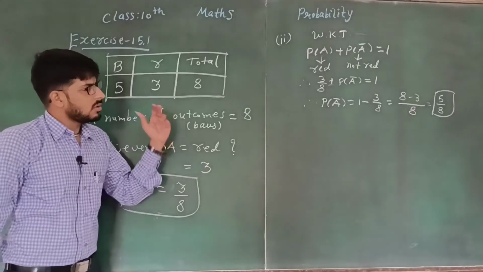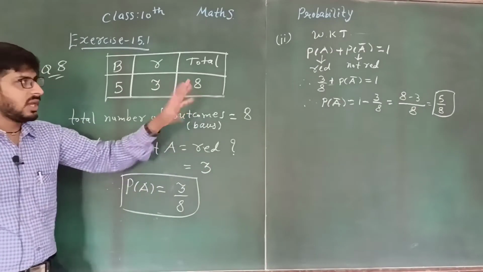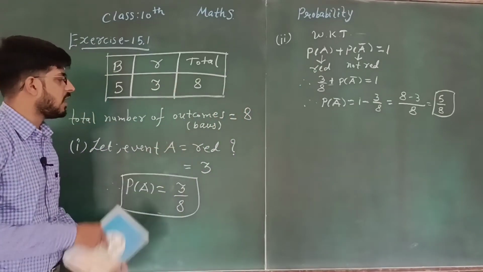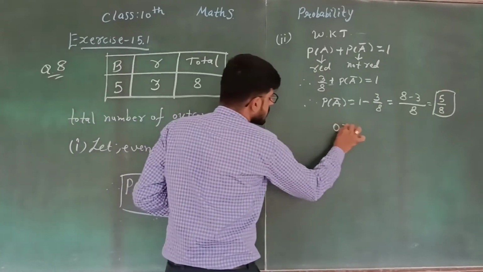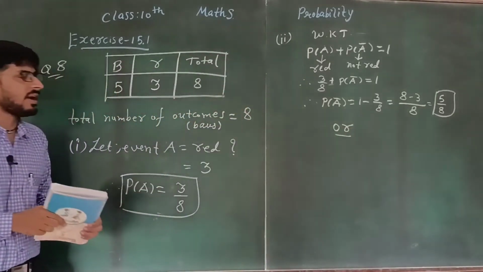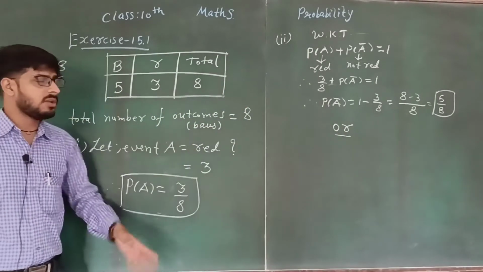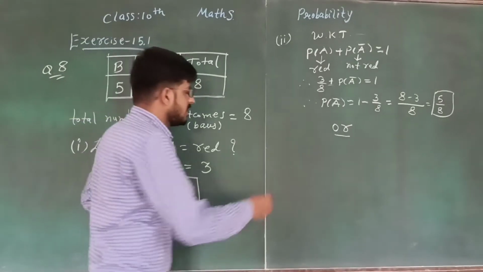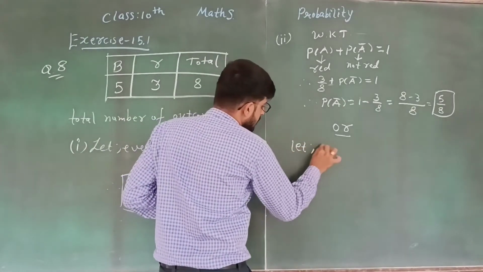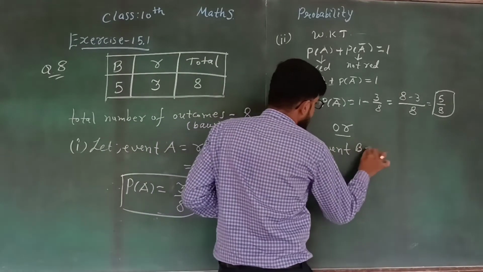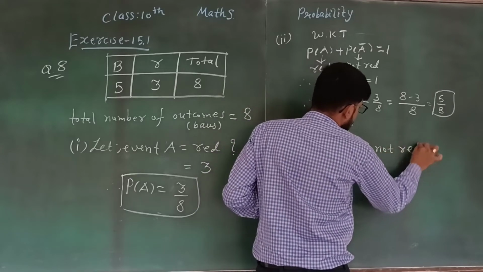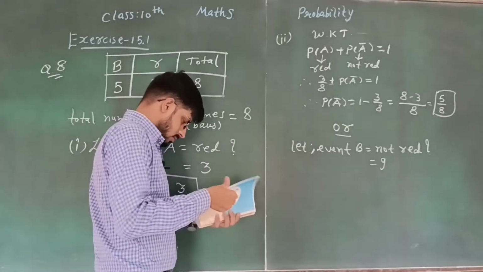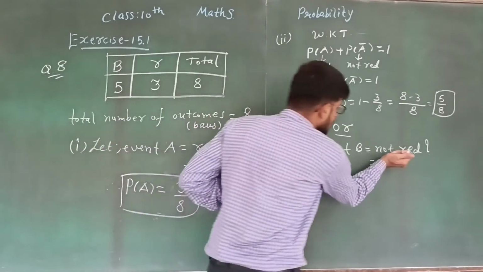Or, in a second way, whenever you don't know this formula, see how to find. Suppose we have to find the probability of not a red ball. Not red means black ball. It means we are going to find the probability of black ball. Let event B be not red ball. It means we get black ball, yes or no?